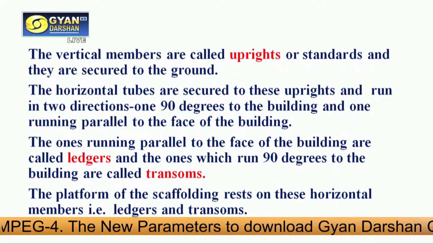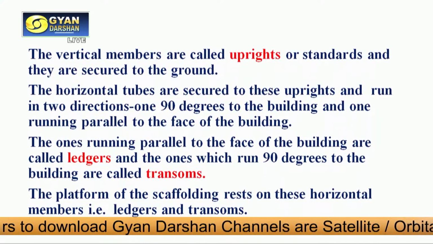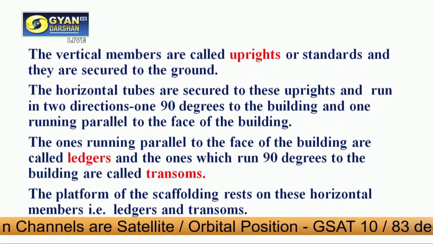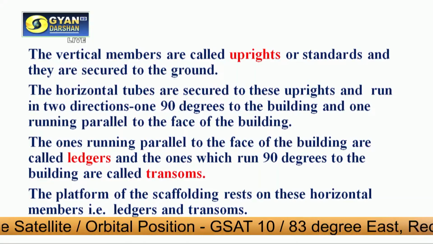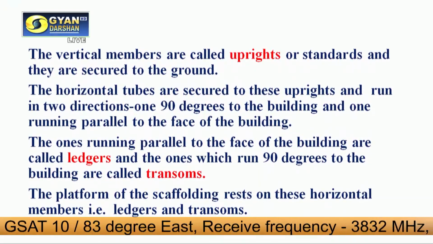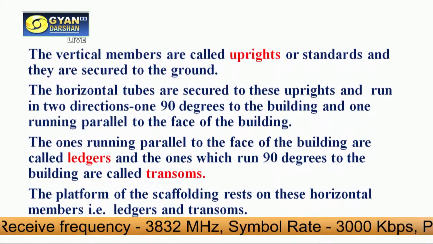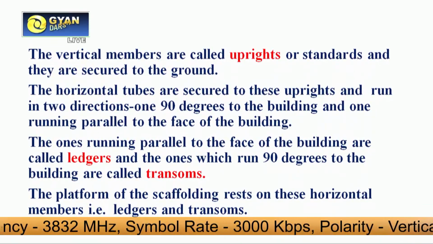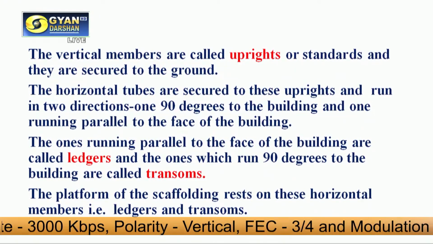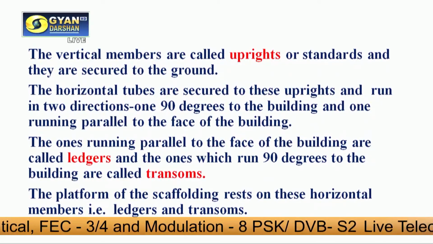As I told you earlier also, in this scaffold the vertical members are called uprights or standards, and they are secured to the ground, means they are resting on the ground, basically. Horizontal tubes are secured to these uprights, means these ledgers are secured to these uprights or the vertical members, and these horizontal members run in two directions, basically. One at 90 degrees to the building, and another one running parallel to the face of the building.